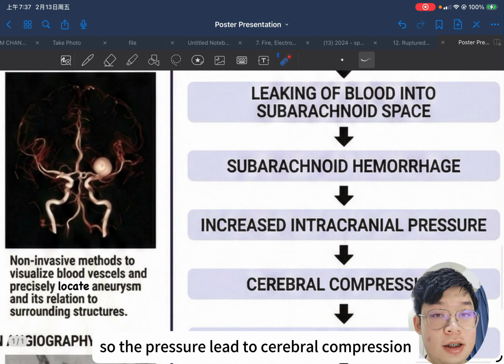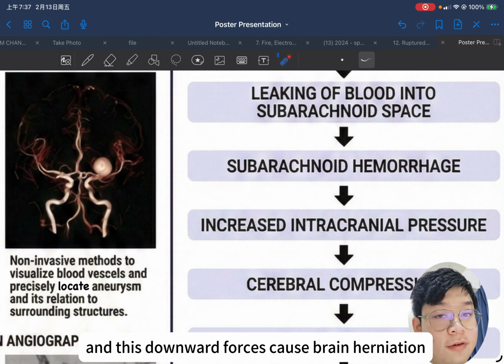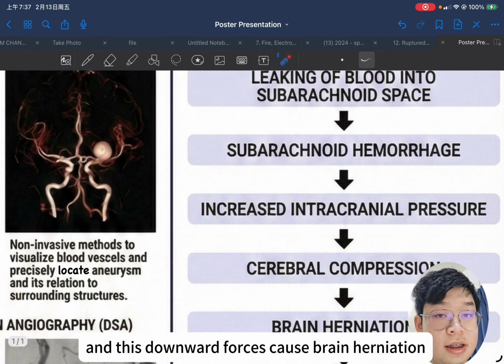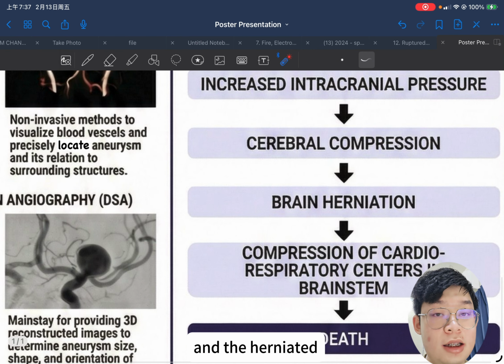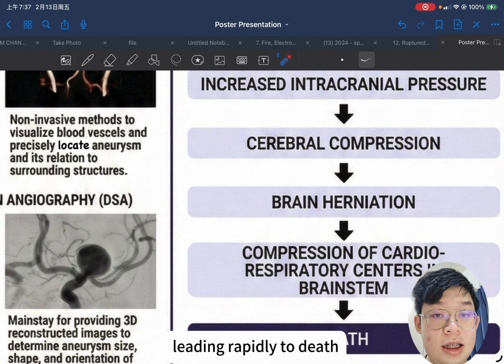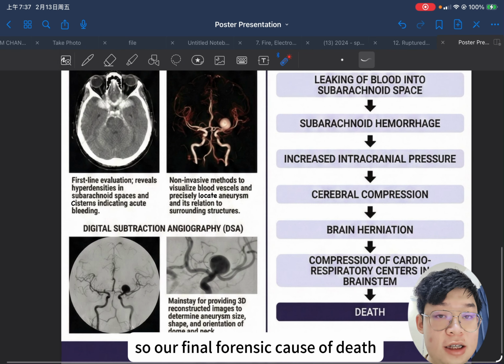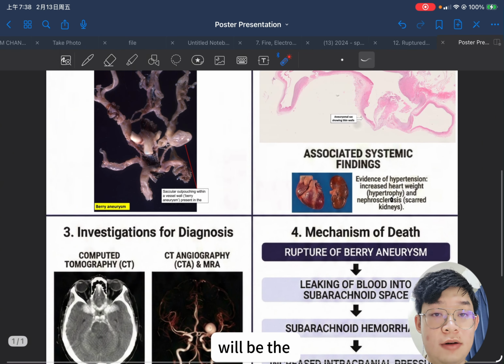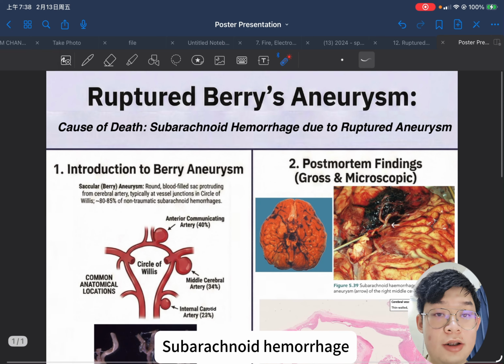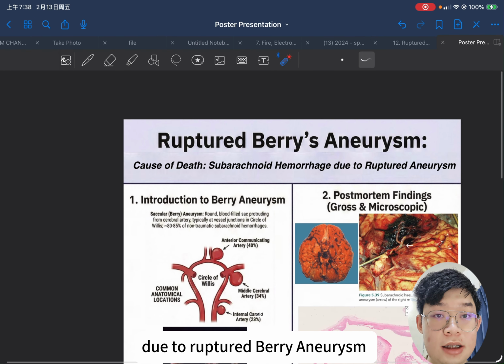So the pressure leads to cerebral compression, forcing the brain tissue downward. And these downward forces cause brain herniation. And the herniated brain tissue will directly compress the cardiorespiratory center in the brainstem, leading rapidly to death. So our final forensic cause of death will be subarachnoid hemorrhage due to ruptured berry aneurysm.